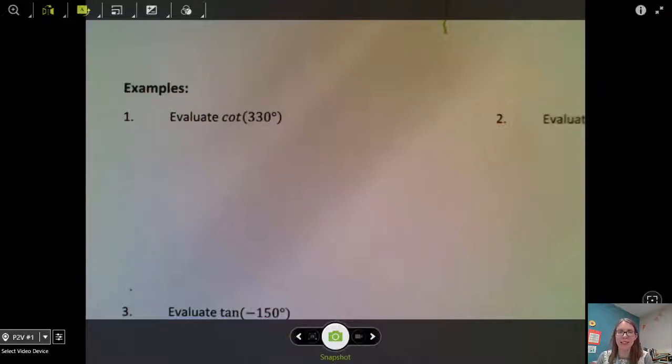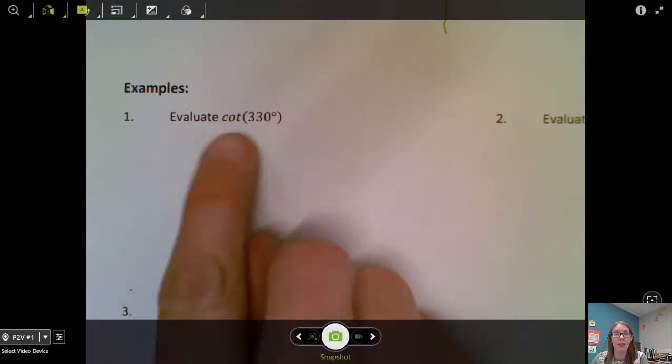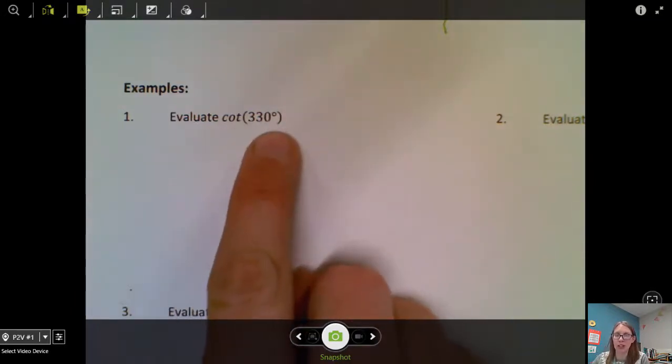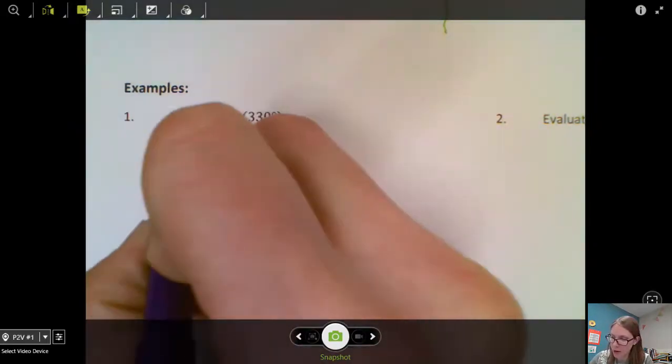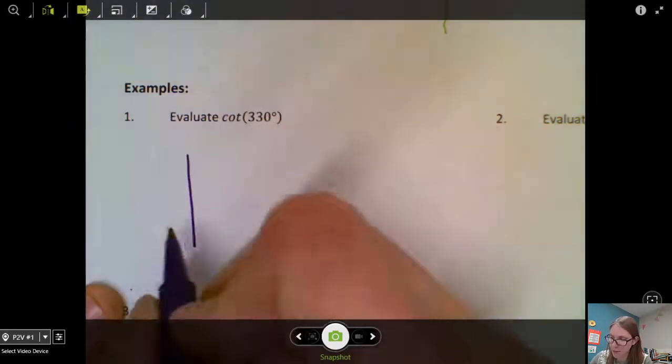All right, here comes the evaluating part. Example 1, we are going to try to find the cotangent of 330 degrees without using our calculator. First of all, we need to figure out what a 330-degree angle looks like. So I'm going to draw our coordinate plane.